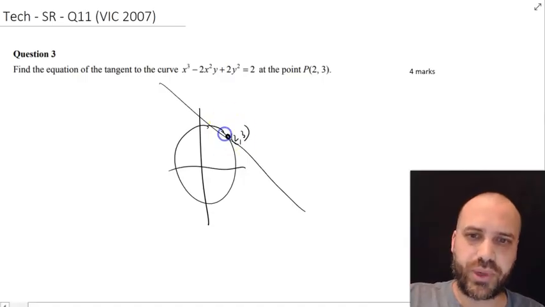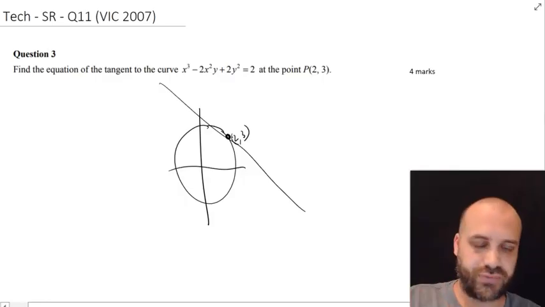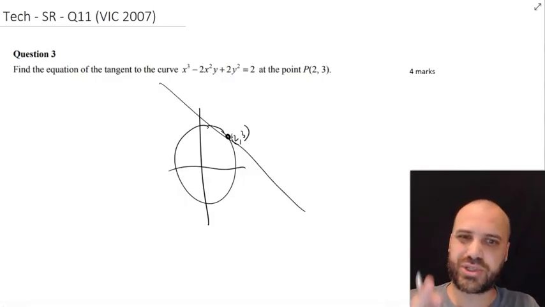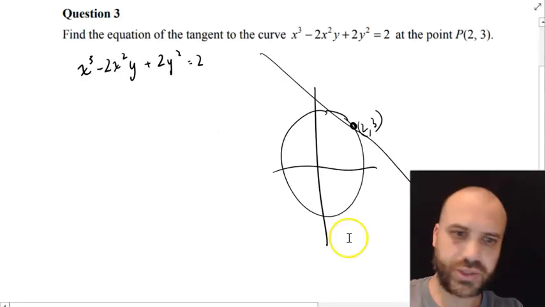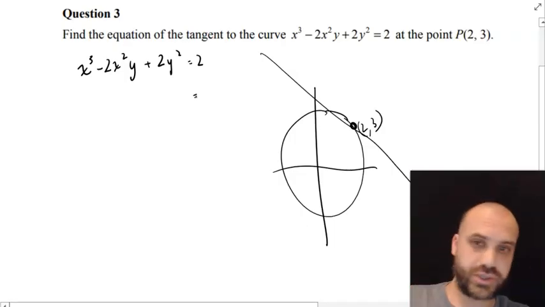So if I know a point, the only other thing I need to know is the gradient. And in order to find the gradient of a function or a relation, we find the derivative of that. So that's what this question is really about, finding the derivative. So it's implicit differentiation we're doing here, right? So let's go in order from easiest to most difficult.